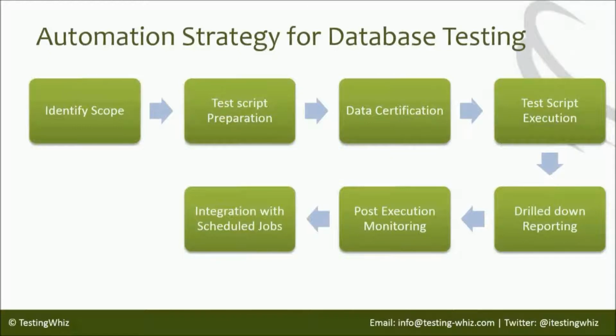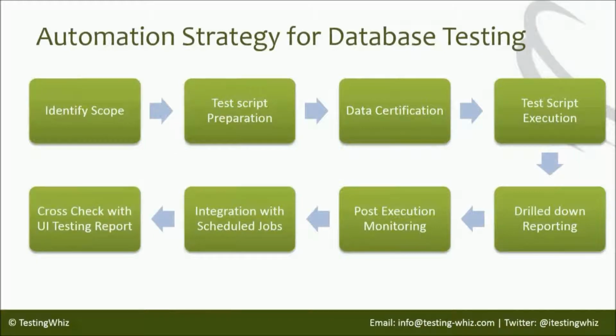Once things are stabilized and you are through with your unit testing, it's time to put those scripts on scheduled jobs so that you can have regression activities up and going. And finally, whatever the findings from exclusive database testing, they should be cross-checked with the other UI testing done with or without automation. So this will formalize your automation strategy for database testing. It is a separate and exclusive plan just to carry out the database testing.